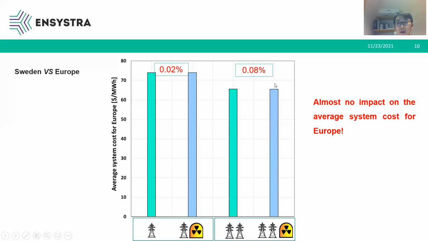From this, we can see that even though nuclear power has a certain impact, 3 or 4%, on the net system cost for Sweden, if we zoom the system boundary from Sweden to whole Europe, we found that allowing nuclear power in Sweden has almost 0 impact on the European electricity system cost. So all these results, the nodal net average system cost, the energy mix, and also the system cost for Europe show us the impact of system boundary on the model results.